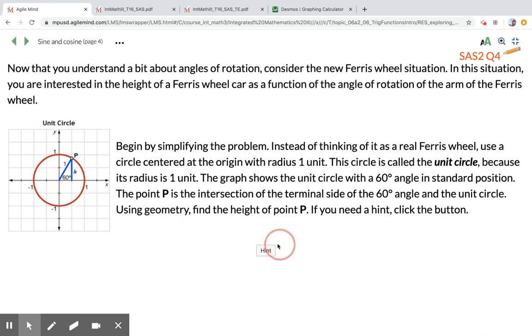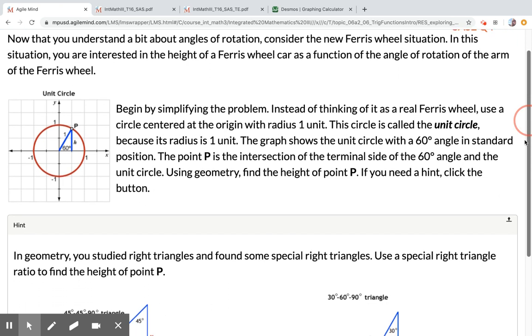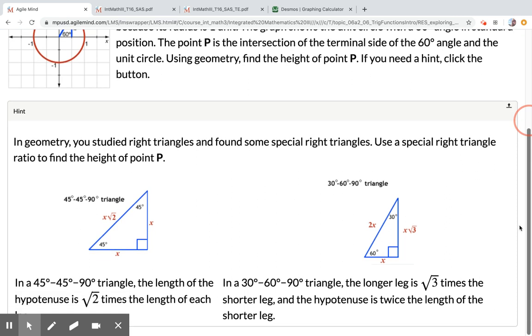If you need a hint, I've got a hint for you. Do you remember special right triangles from last year? Do you remember 45, 45, 90 triangles, 30, 60, 90 triangles? Do you remember these guys? I do. Go ahead and hit pause. See if you can find the height on your lovely triangle, and then hit play when you're ready to check your work.